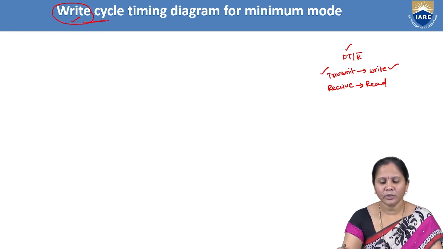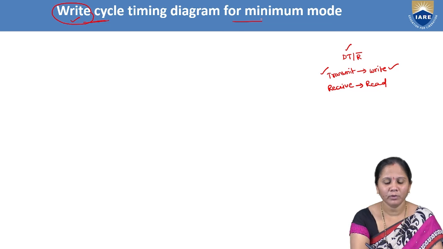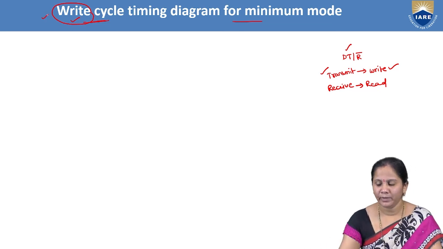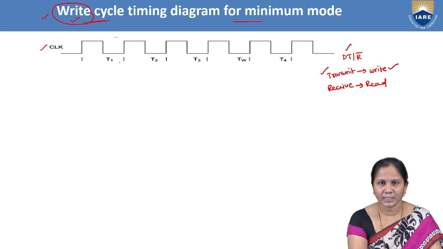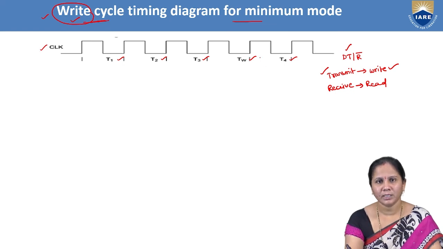Now, in order to draw the timing diagram for minimum mode under the write cycle, first we have to consider the clock signal. The clock signal here consists of one bus cycle: T1, T2, T3, TW and T4. There is no rule that we must draw TW. If we want to, we can insert TW before T4. If it is not necessary, we can simply draw the bus cycle representing the T1, T2, T3 and T4 states only.